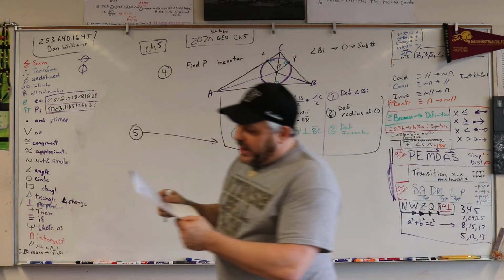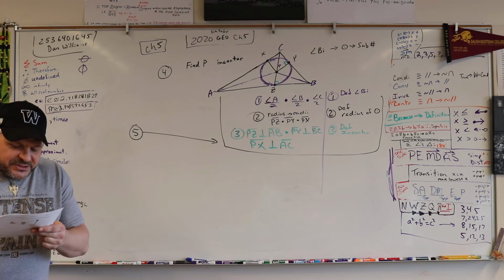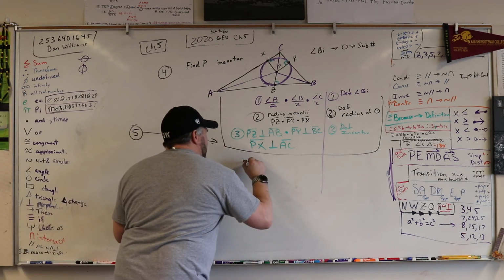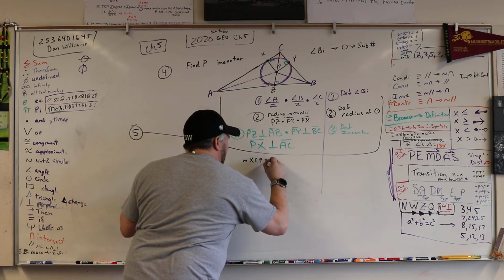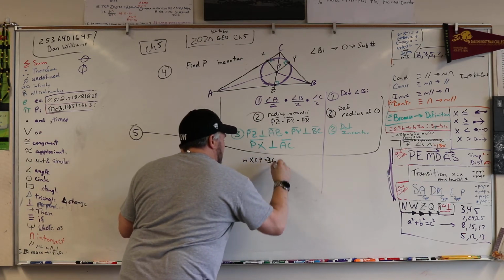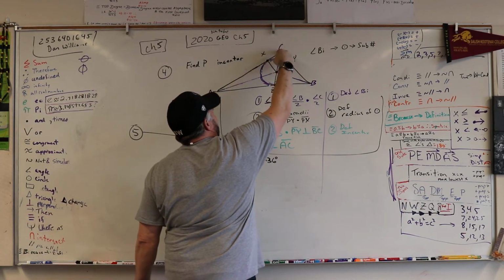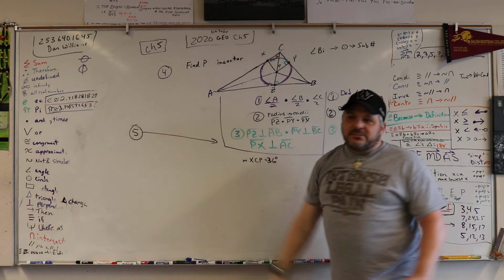So now we're going to plug in. It says here that the measure of XCP is equal to 36. Okay? So where is XCP? That means this measure right here is 36. Cool?